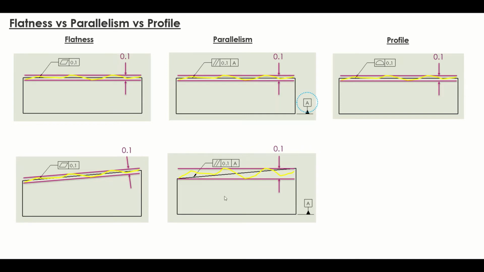Let's look into more detail. For flatness, as long as the valley and the peak are limited between the tolerance zone, then it's fine. It does not need to be oriented to any datum, since flatness does not need any datum. Whereas for parallelism, you can see that the tolerance zone is oriented perpendicular to datum A.